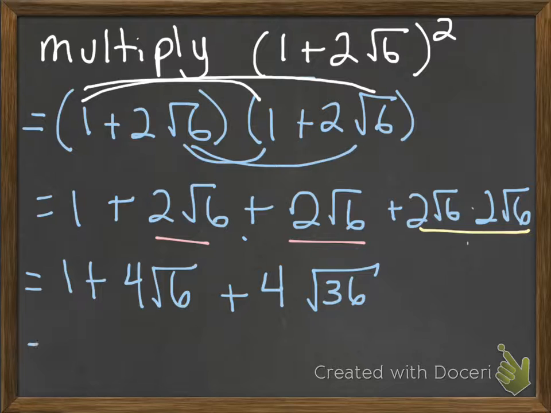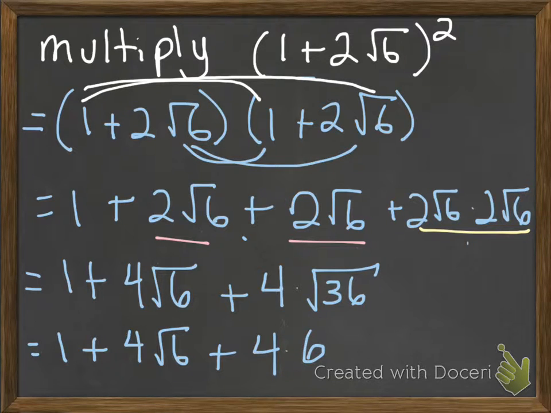And then we can continue to simplify this. This turns into 1 plus 4 root 6 plus, now this is the 4 times, so 4 times. Now the square root of 36 we now know. Once it's something you know, you can figure that out. Square root of 36 is 6. So then we'll continue on with this. We'll have 1 plus 4 root 6 now plus 4 times 6 gives you the 24.